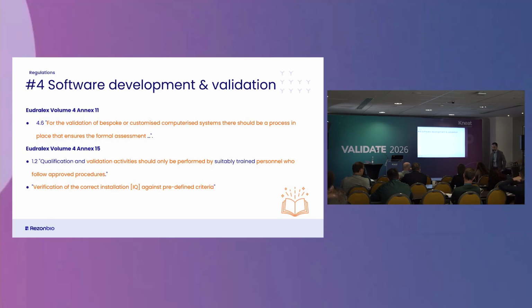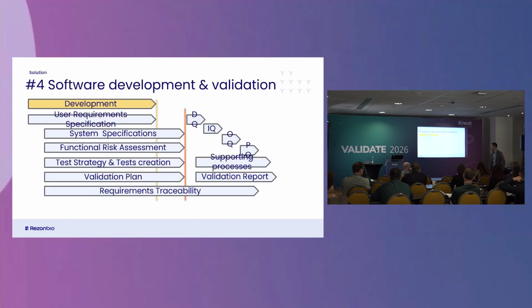So what did we do? Development was running together with the creation of user requirements, as for Agile, right? You know Scrum methodology. It works this way. And then system specification, FRA, test strategy, test creation, validation plan, it was constantly updated and upgraded, till the time we were sure that, yes, it's good enough. We completed the development together with the creation of requirements.